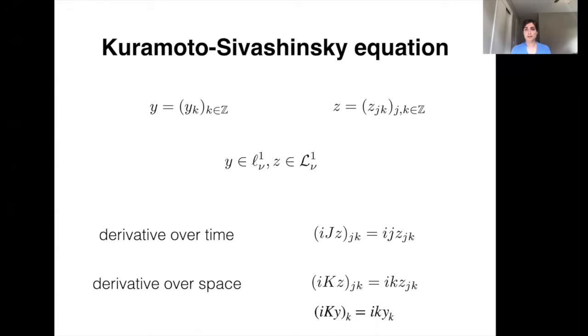And one of the things by which Fourier sequences are really nice is that taking derivatives is extremely easy. So the derivative over time is just a multiplication by the imaginary number and the time index of your element, and the derivative over space is the multiplication of each element by their space related index and the imaginary number. That's valid for Z, that is two-dimensional, but is valid for Y, that is one-dimensional, in the same way. Trivially, the derivative over time of Y is equal to 0 because it's something that doesn't depend on time.